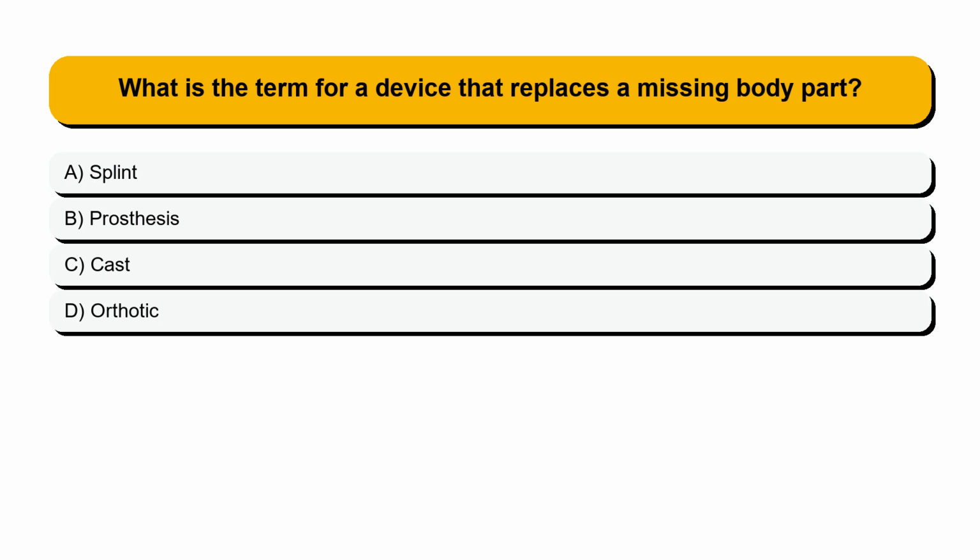Question 60. What is the term for a device that replaces a missing body part? Option A. A splint. Option B. Prosthesis. Option C. Cast. Option D. Orthotic.